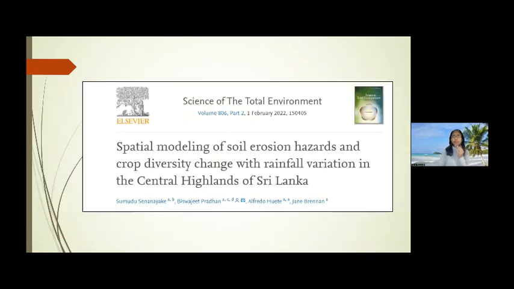Most of these analysis results were published in the Journal of Science of the Total Environment, under the title spatial modeling of soil erosion hazard and crop diversity change in rainfall variation in the central highlands of Sri Lanka.